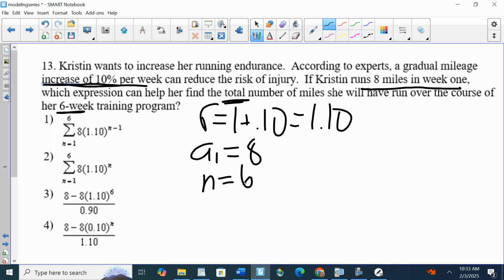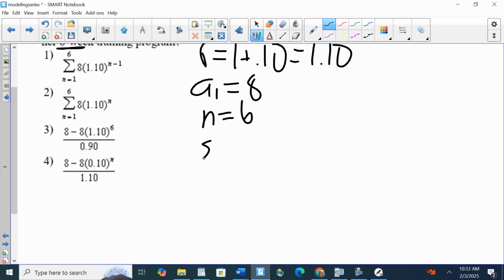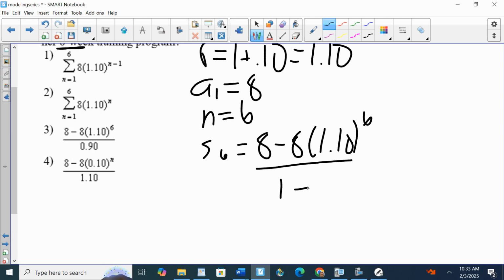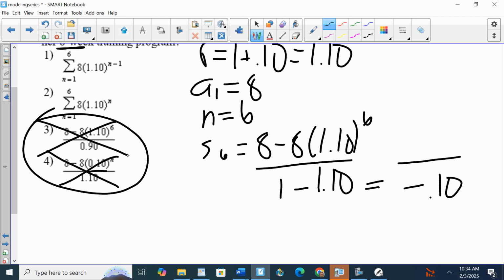Now looking at the choices, 2 of the choices are explicit, which is what we've been doing, and 2 of them are summations. So I really have to do it both ways. Let's start with the explicit. S6 equals A1 minus A1 R to the N over 1 minus R. So let's look at the choices here. Choice 4 has 0.10, not 1.10, so that one's wrong. And choice 3, the bottom is 0.90. Well, 1 minus 1.10 is actually negative 0.10, so that's not correct. So both of the explicits are wrong.